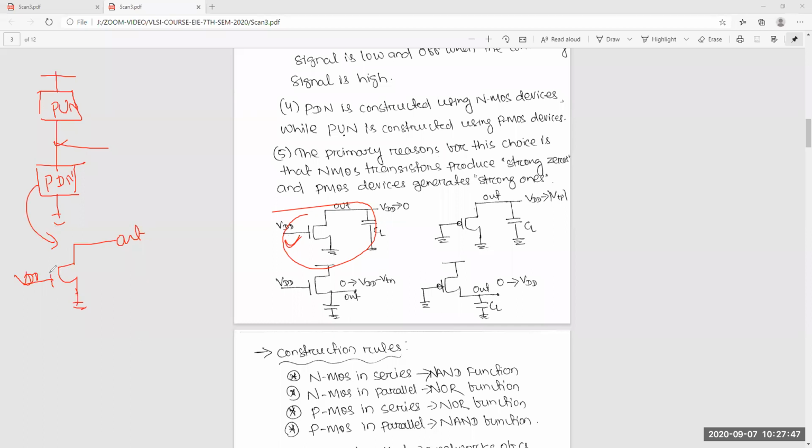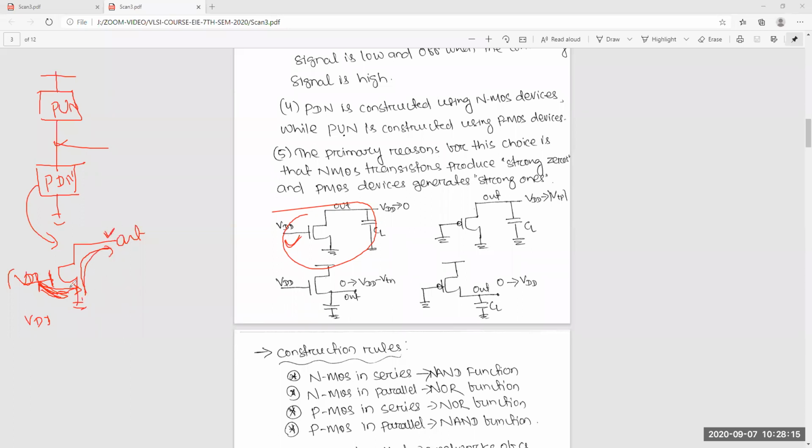So what happened? The gate to source voltage, VGS. What is the gate to source voltage here? It is directly VDD. That means it's strongly on, there is a huge VGS. So it is strongly connected, meaning that 0 will come to the output.